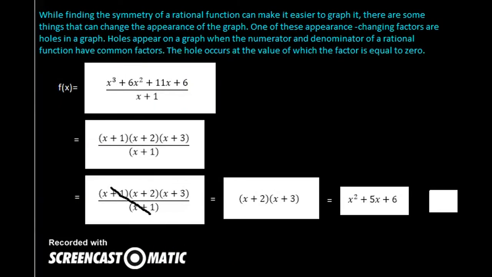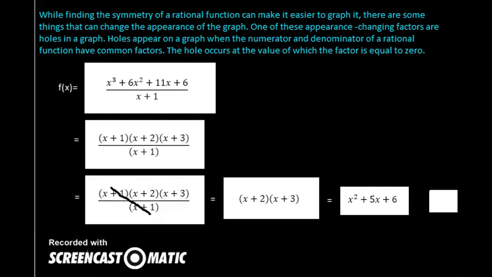Now we'll be talking about holes. Holes appear on a graph when the numerator and denominator of a rational function have common factors. The hole occurs at the value at which the factor is equal to 0. The function here has a hole.